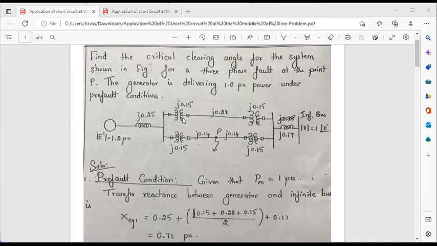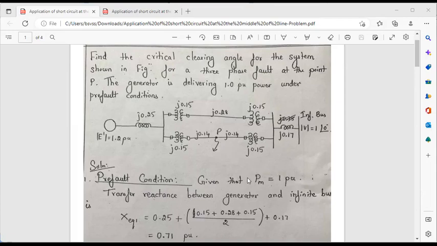For this double circuit line, two transformers are connected at the two ends of the transmission line, and both are connected by means of the transmission line. The reactances for the transformers and transmission lines are specified in this diagram. As per the diagram, the fault has occurred at a point P, and we have to calculate the value of delta CC, that is, the critical clearing angle.